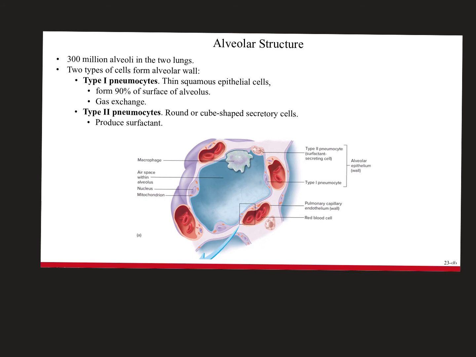Okay, type 1 pneumocytes, gas exchange, carbon dioxide out, oxygen in. Okay. Type 2 pneumocytes produce surfactant. Does everybody understand what surfactant is and what its purpose is?